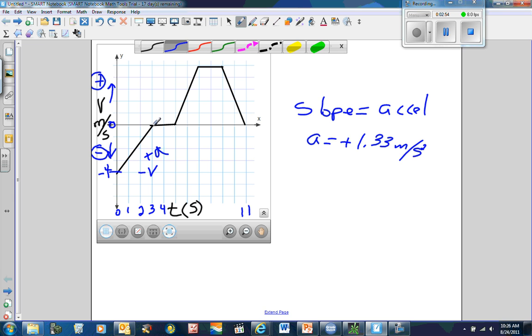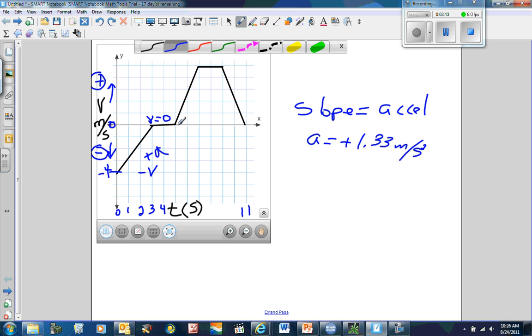All right, well, what does it mean when it hits this line? Well, this line is 0, so from 3 seconds to 5 seconds, it's not moving. Velocity equals 0. It's not moving there. All right. Now, what happens here starting at 5 seconds?